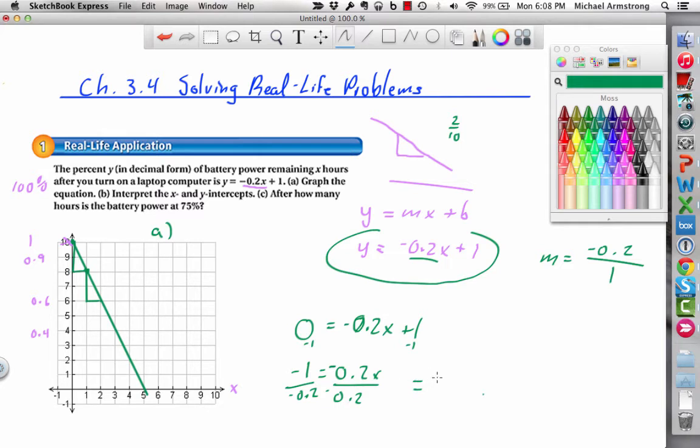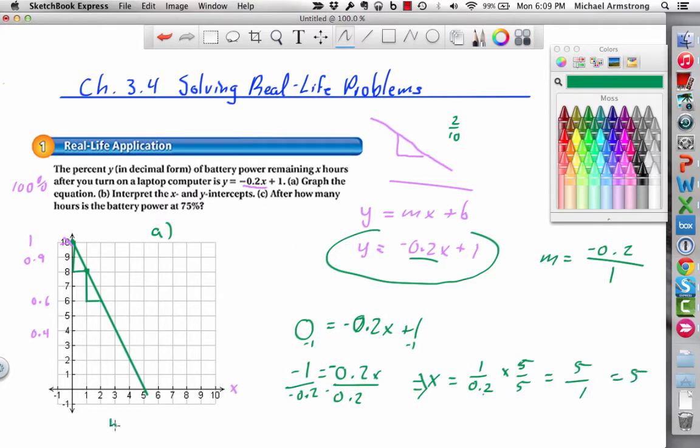So x is equal to 1 over 0.2. Well, all I have to do is multiply this by 5/5, and I get 5 over 1, which is equal to 5. So x is equal to 5. So that answers letter B.